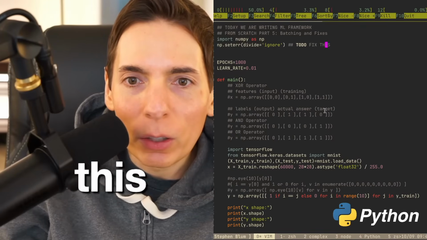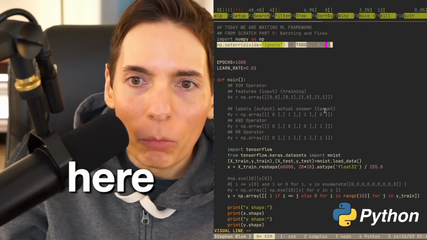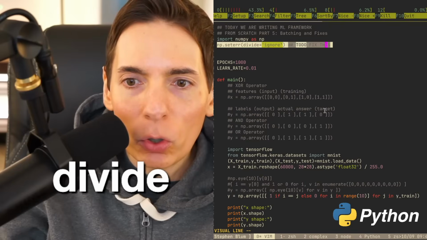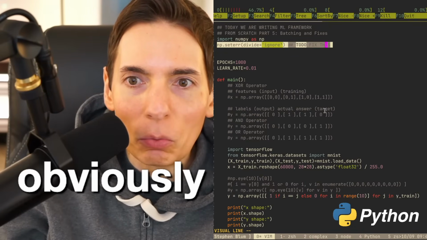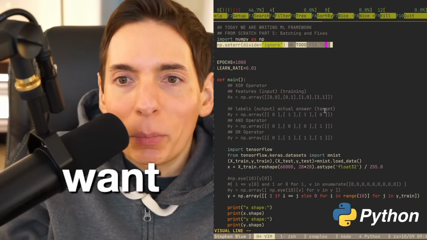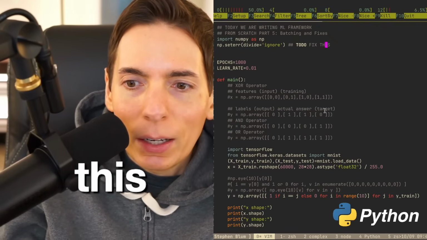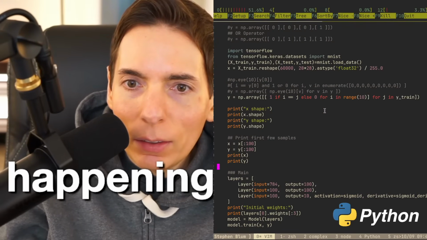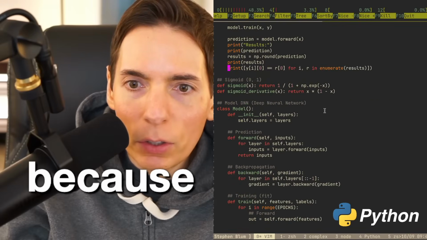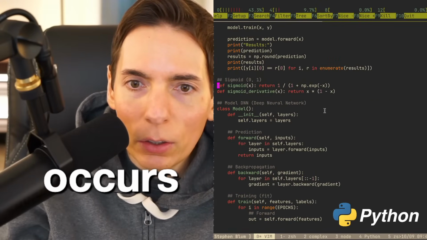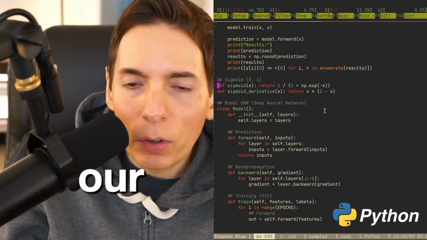There's this one thing I really want to look at right now, and it's right here. We've got a divide by 0 warning, which obviously you don't want. You can't divide by 0 because it's infinity, right? So I need to figure out where this is happening. It's very likely happening in the sigmoid because we've got a division here that occurs right here. So it might be in our activation function.